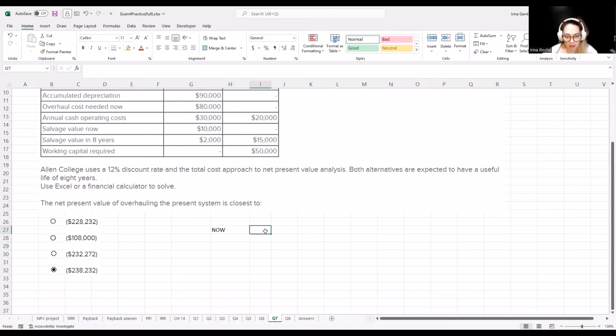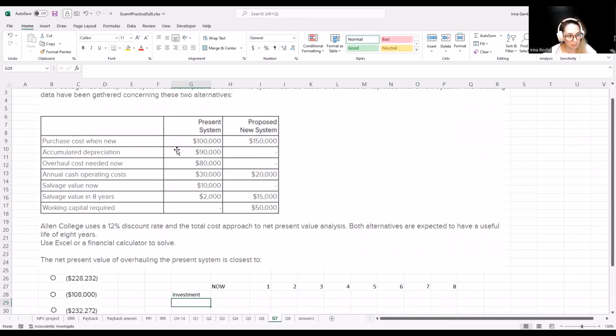so I'm going to have now and 8 years, right? So 1, 2, investment, and then what other information do we have there? Do I have to put my investment here if I'm analyzing this one? Actually, I don't, because this is a sunk cost. I can just ignore it. This is not relevant anymore. Accumulated depreciation doesn't go in here. It's not a cash cost, right? A cash expense. The overhaul cost needed, yeah, that's what I'm gonna need to fix.